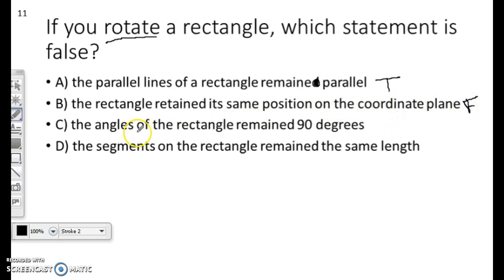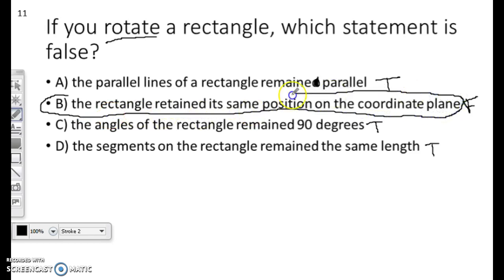C says the angles of the rectangle remain 90 degrees. That's going to be true. We're not changing the size or shape. It's a rigid transformation. And D says the segments of the rectangle remain the same length. Again, not changing the size or shape. It's a rigid transformation. All we're doing is rotating it or turning it. So the position on the coordinate plane is going to change.